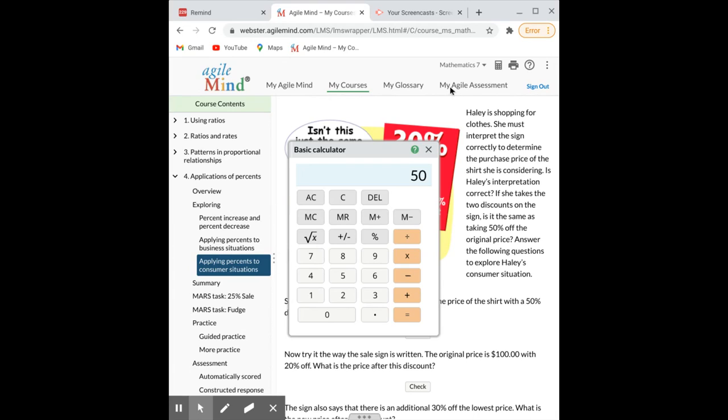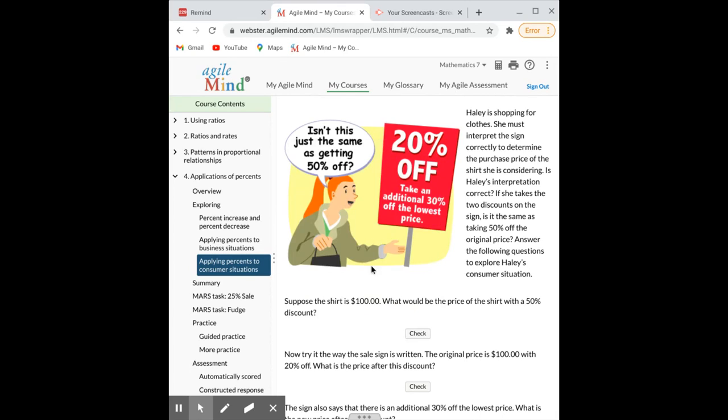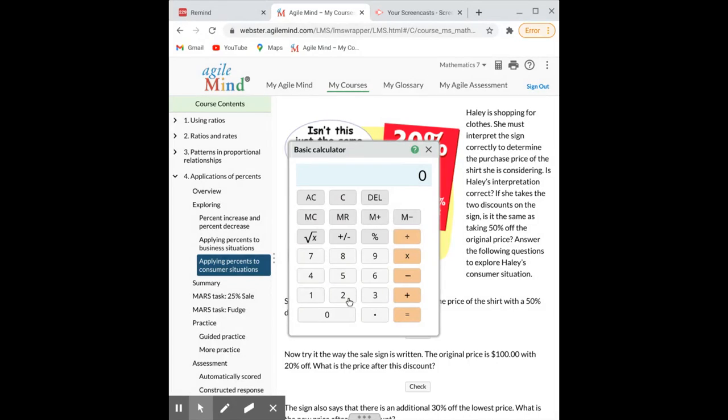Does someone else have a different way of trying to get the same answer? Go ahead, Devin. I said you would do 50 divided by 100, and that would give you 0.5, and then you would multiply that times 100. Same thing. It's pretty much the same thing that Levi said, just a different way. I got you. So 50 divided by 100 times 100 equals 50.